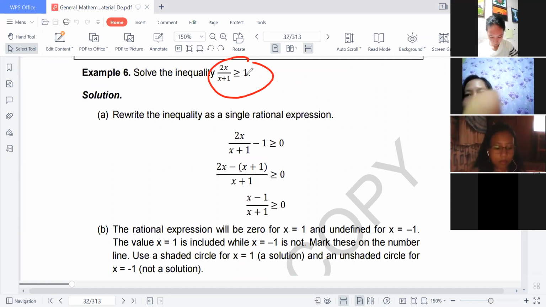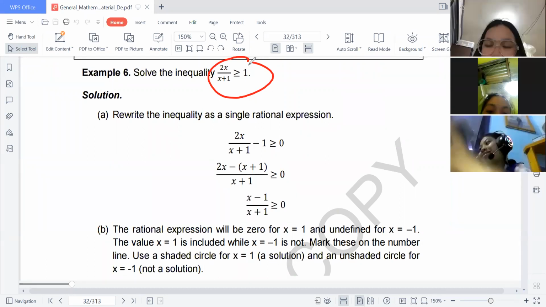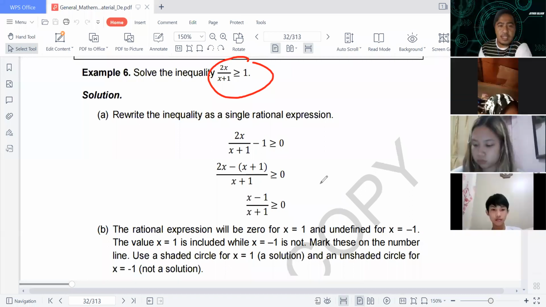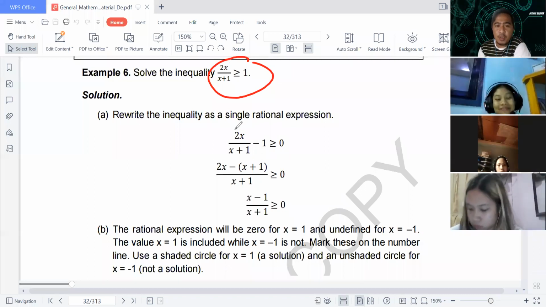So the very first thing that we will do, class, is to make it 0 here. So you transfer 1 to the other side, right, to make it 0. Agree? Okay. Yes, sir. So in that case, you just copy this portion here and transfer that to the other side.